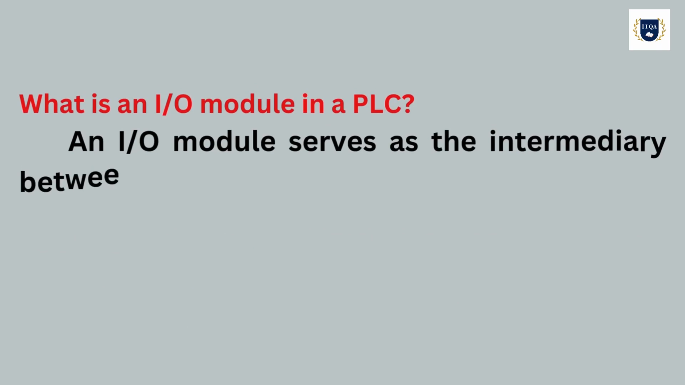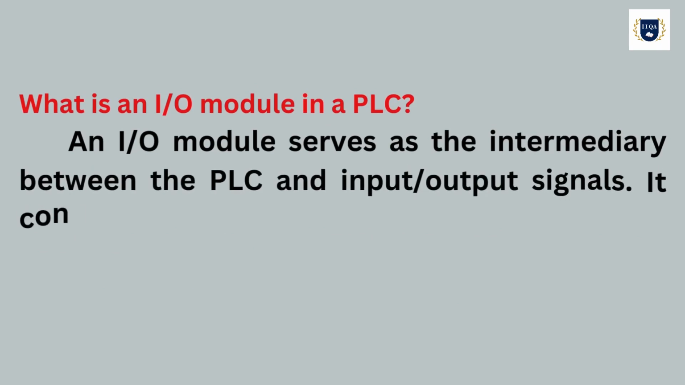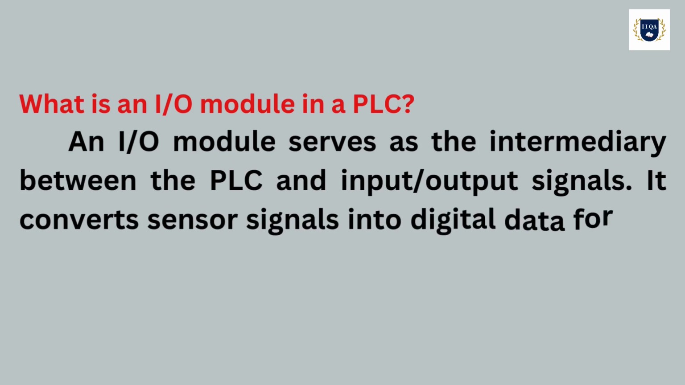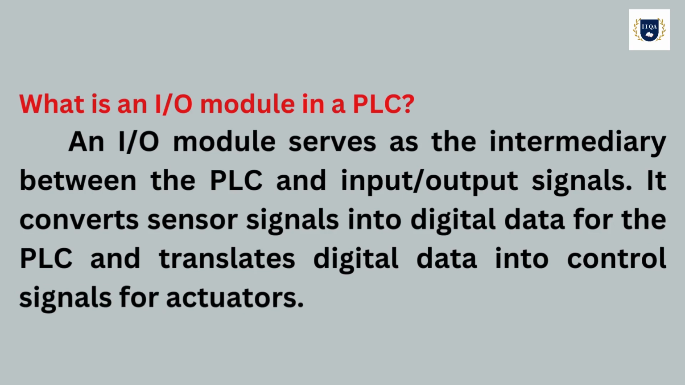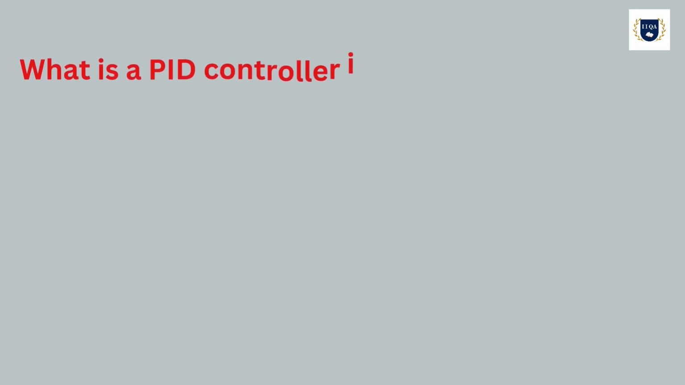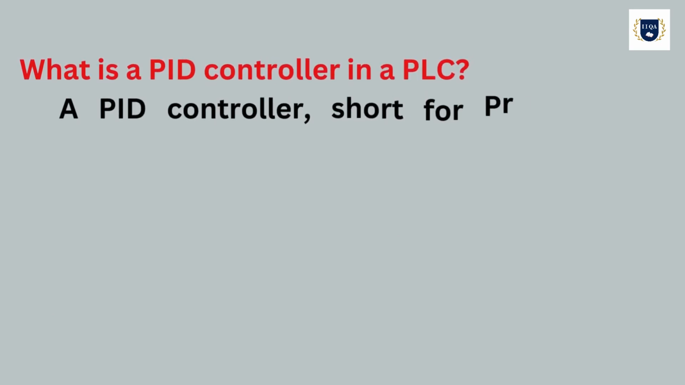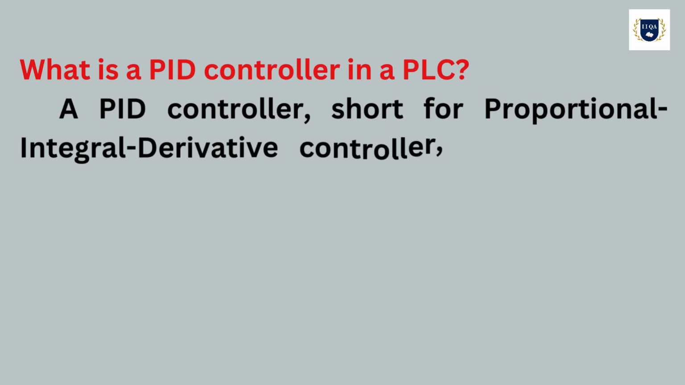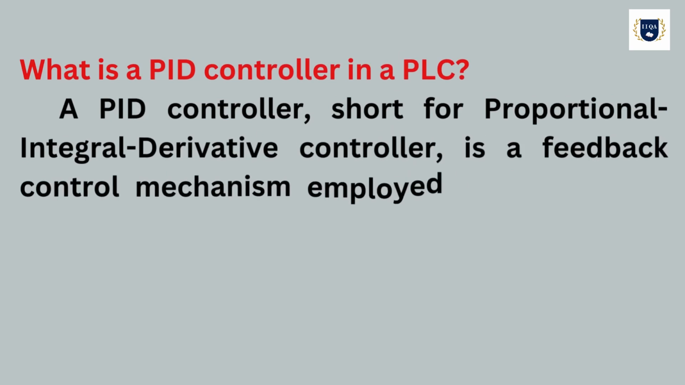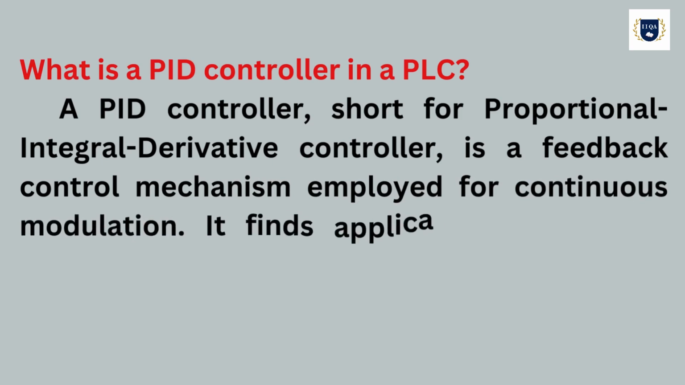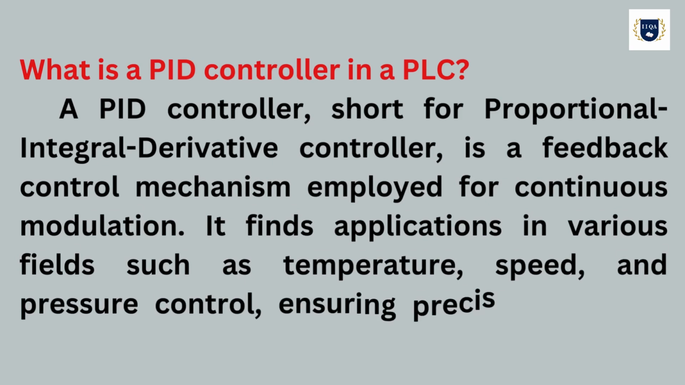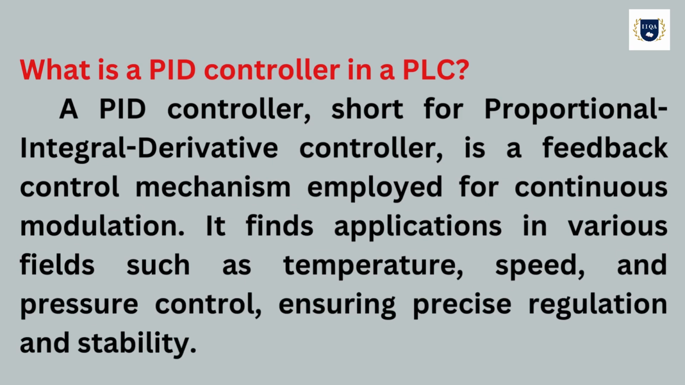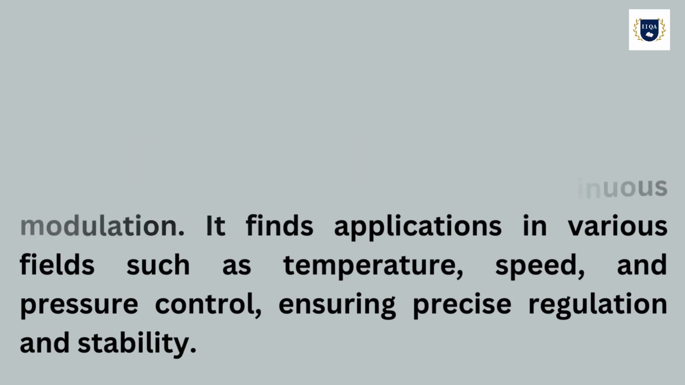An I/O module serves as the intermediary between the PLC and input-output signals. It converts sensor signals into digital data for the PLC and translates digital data into control signals for actuators. What is a PID controller in a PLC? A PID controller, short for Proportional Integral Derivative Controller, is a feedback control mechanism employed for continuous modulation. It finds applications in various fields such as temperature, speed, and pressure control, ensuring precise regulation and stability.